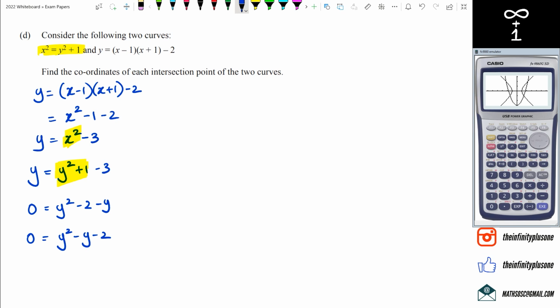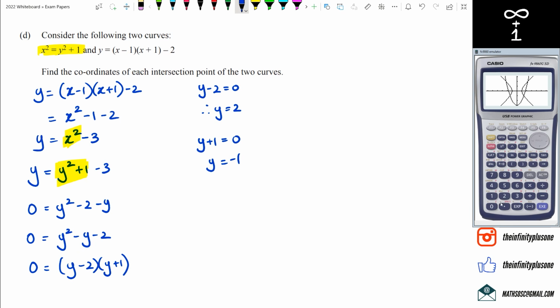All right, now I can factorize this. So I can factorize this as y minus 2 and y plus 1. So my two solutions for y: y minus 2 is equal to 0, therefore y is equal to 2. And then I've got y plus 1 equals 0, which gives me y of negative 1.